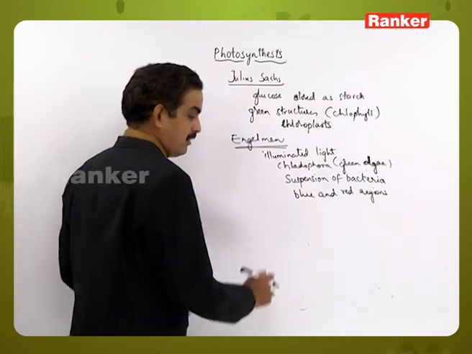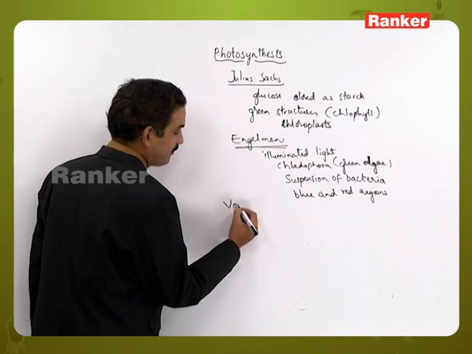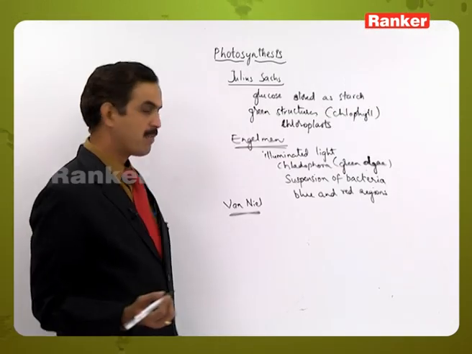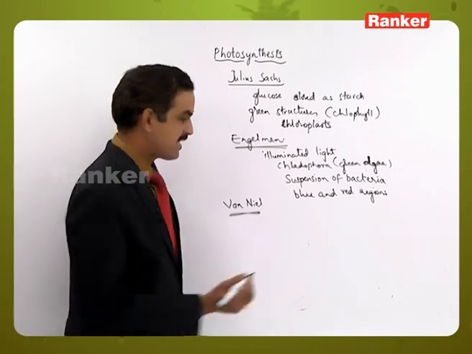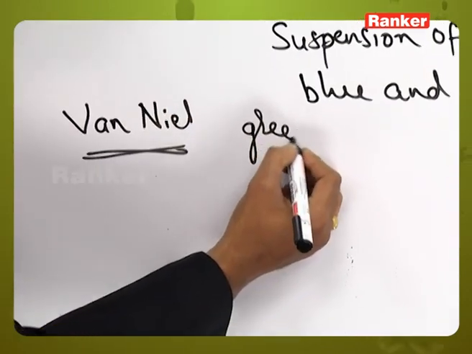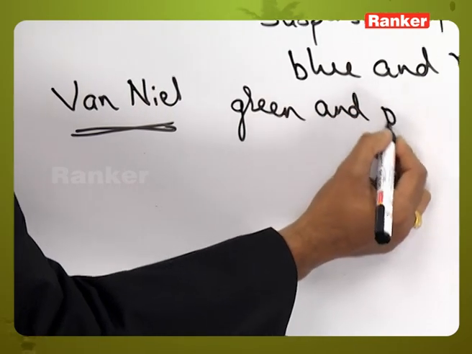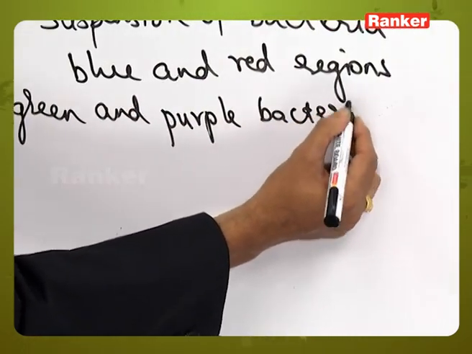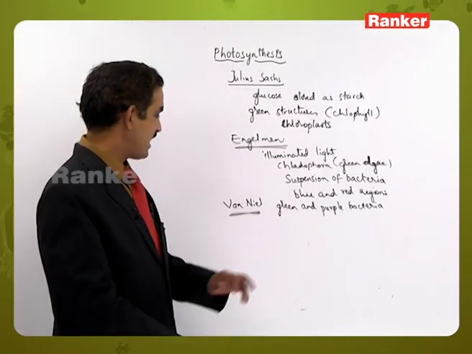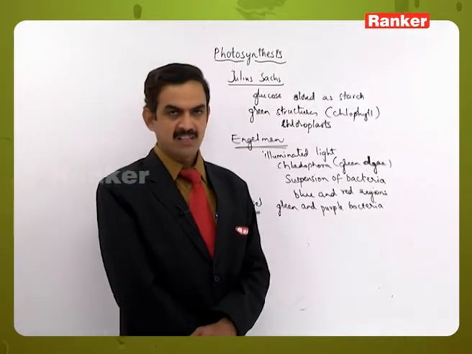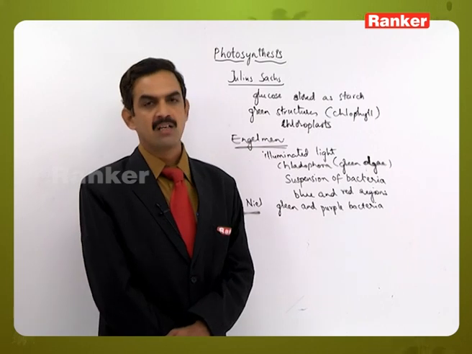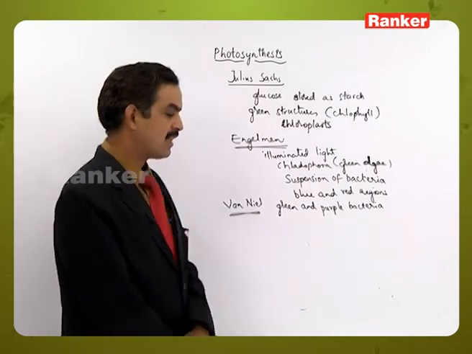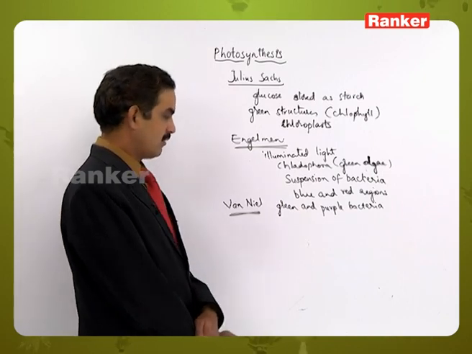Then Van Niel performed an experiment by using some bacteria, that is green and purple bacteria. So he had used these purple and green bacteria to demonstrate that the oxygen which is released during the process of photosynthesis is from the water molecule.